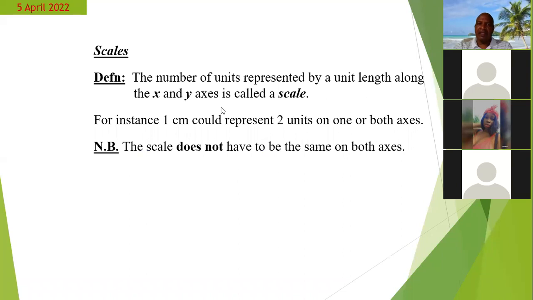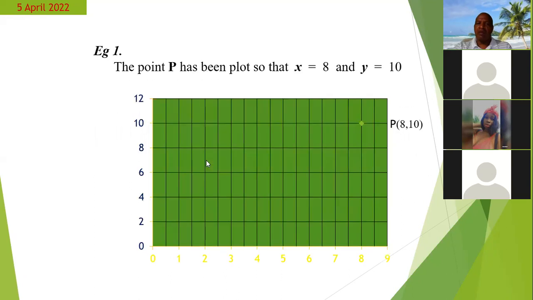All right, so with that said, we say that the number of units represented by a unit length along the x-axis and the y-axis is called a scale, right? So as I just explained to you, the number of units represented by the unit length. Now remember, when we say the unit length, we're talking about the interval. How many intervals give you a unit length? So on the x-axis, 2 intervals give you 1 unit length. On the y-axis, how many intervals give you a unit length?